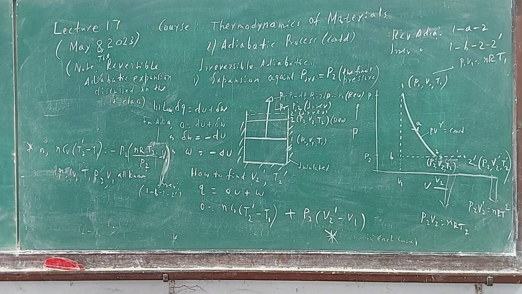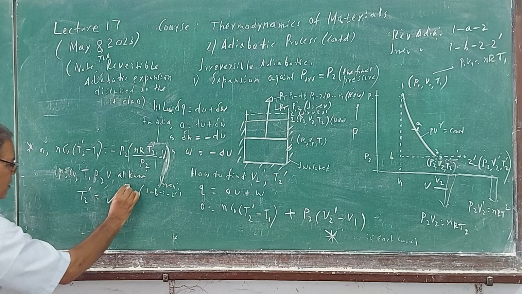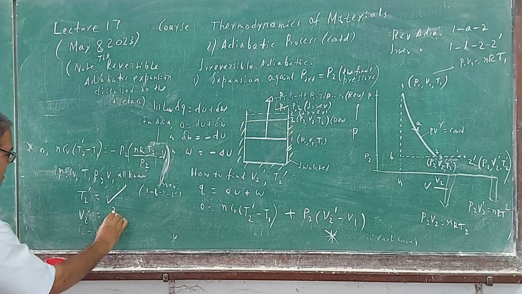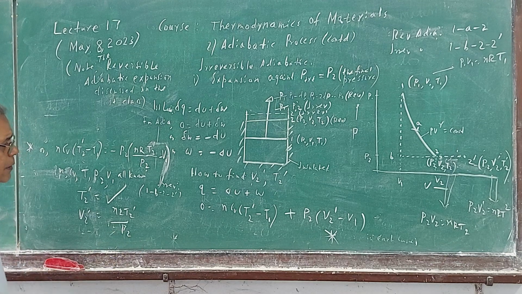You know how many moles you have started with? Okay, these are all known. What remains is one equation involving T2 prime. This gives you the answer, known, found out. What is the P2 prime? You already know what is the P2 prime? It is nRT2 prime by P2.